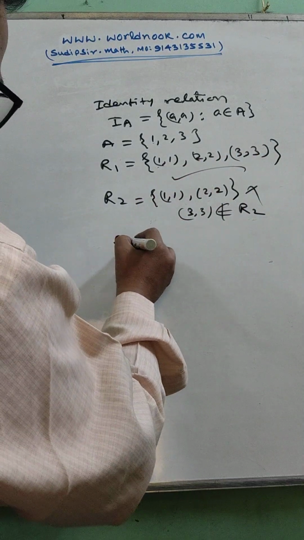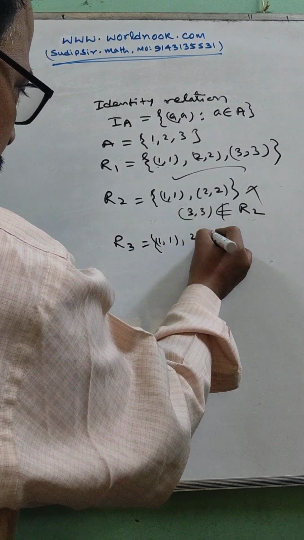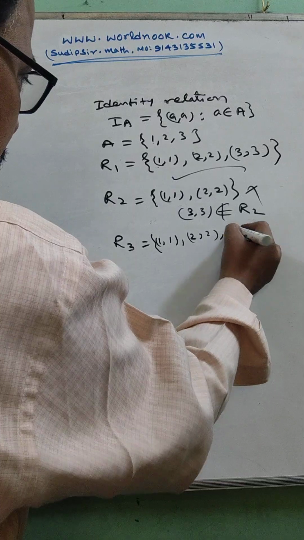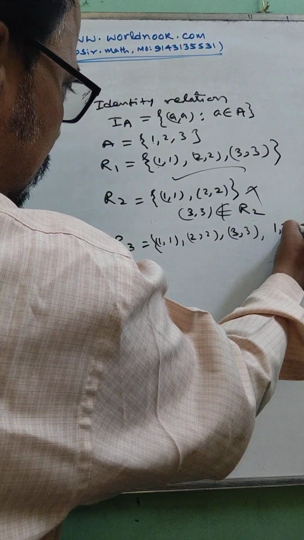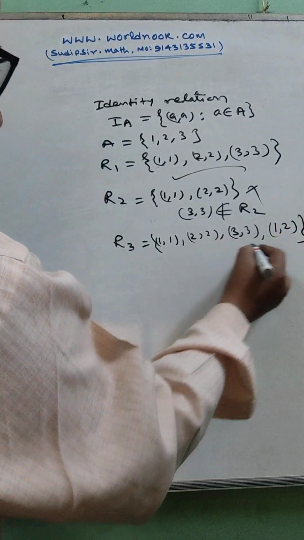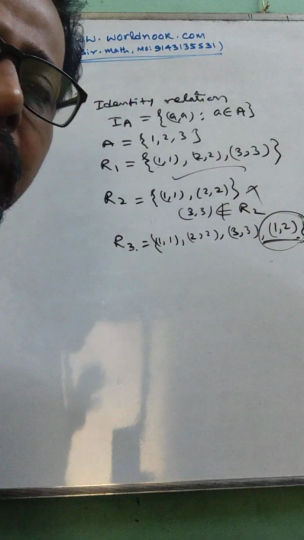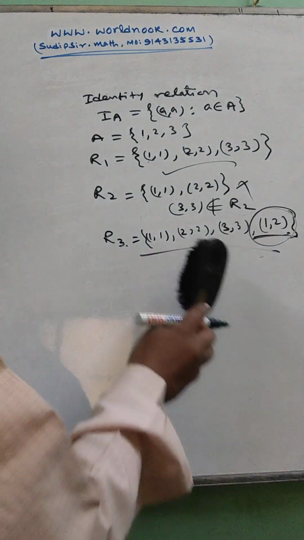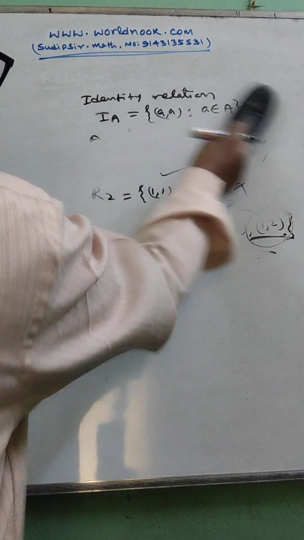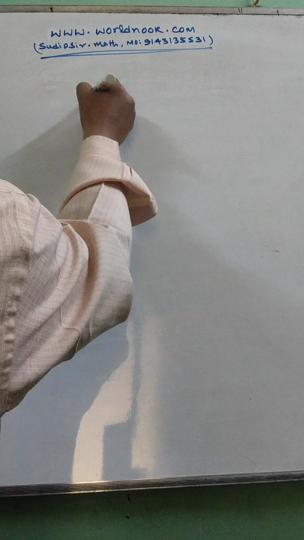That is R3: (1, 1), (2, 2), (3, 3) and say (1, 2). So this will not be treated as an identity relation due to this element. Due to this element, we can't say this is an identity relation. It will be a reflexive relation. I am giving about reflexive next. Next, reflexive relation.